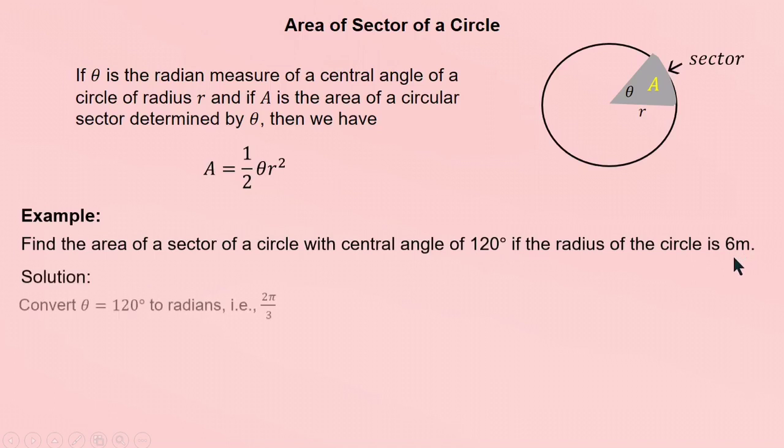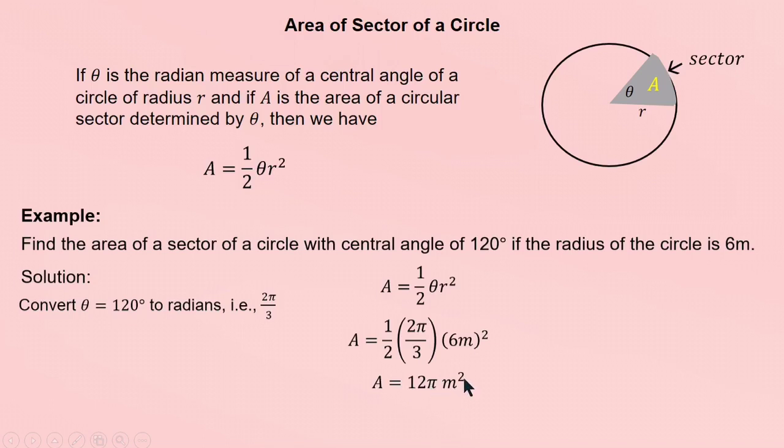Since theta is in degree measure, we convert it to radians by multiplying 120 degrees by pi over 180 degrees, and that is equal to 2 pi over 3. The area is equal to 1/2 times 2 pi over 3 times 6 meters squared. 1/2 times 2 over 3 is 1 over 3, times 6 squared is equal to 12 pi meters squared, or multiply 12 by the value of pi, 3.14, and that is approximately equal to 37.68 meters squared.